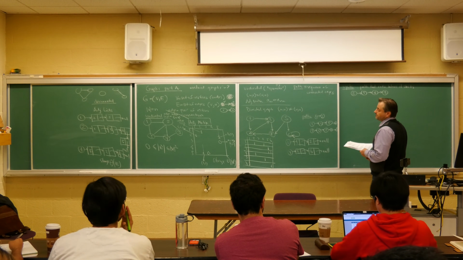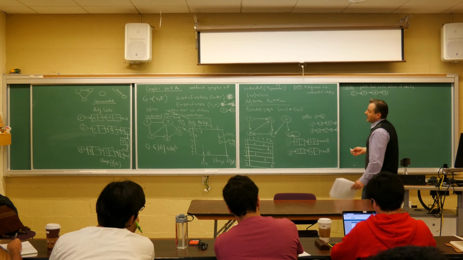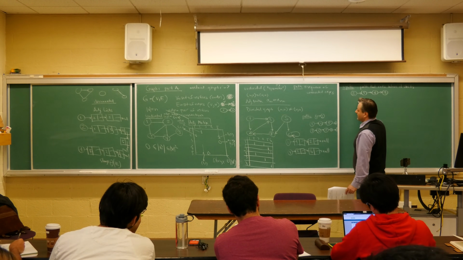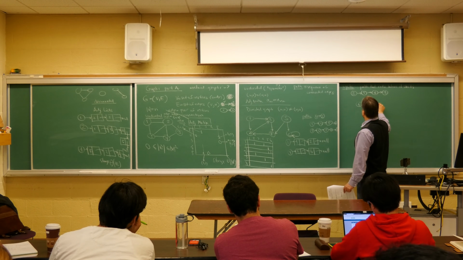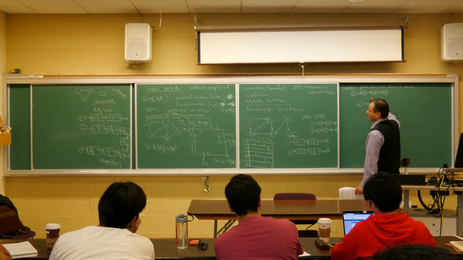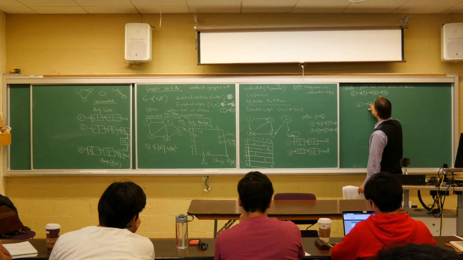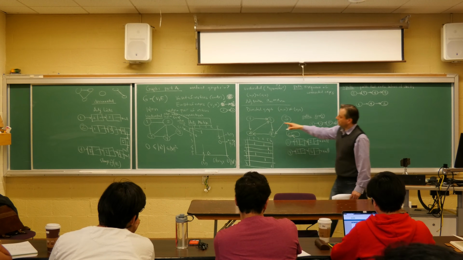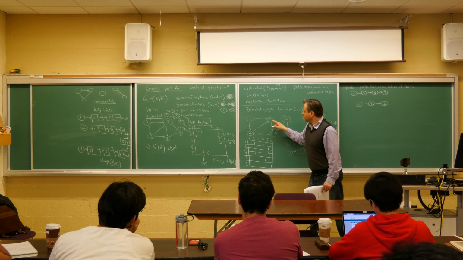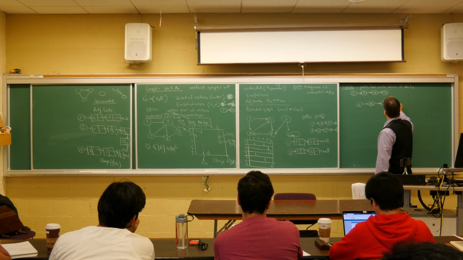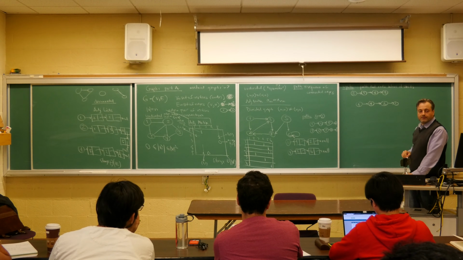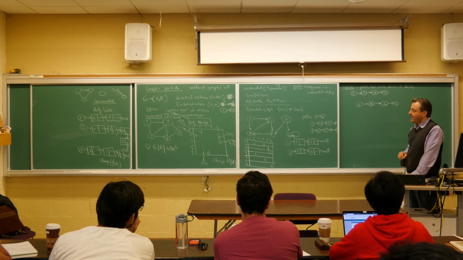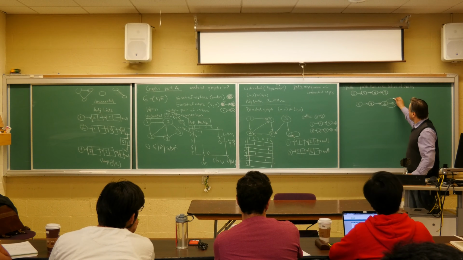And can I say, how about this cycle? 1 goes to 4, goes to 2, goes back to 1. Is this a cycle? Why not? 2 to 1, this is not a valid edge.